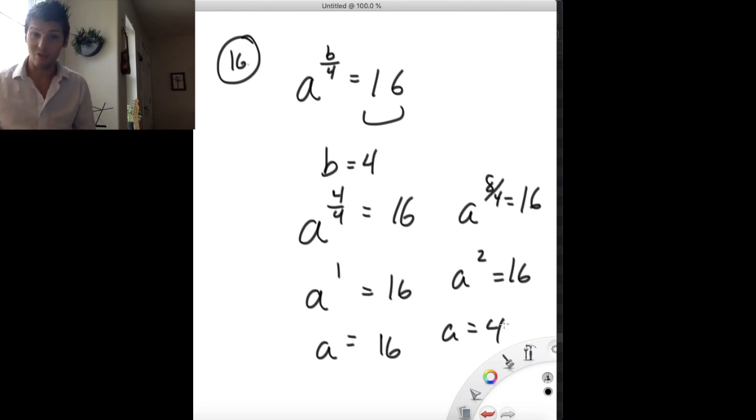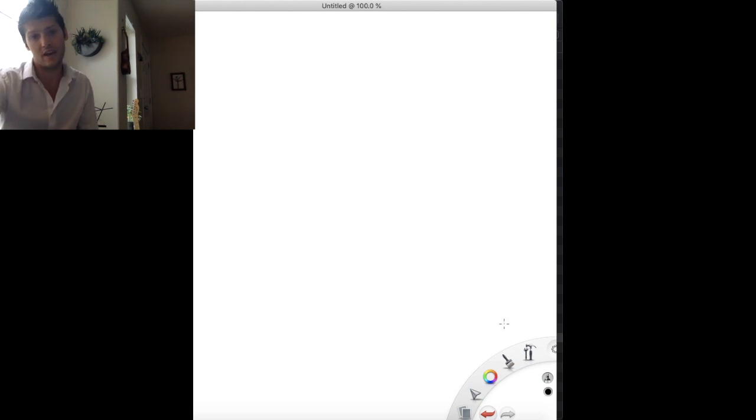I guess you could use a is 2 as well, and then you'd be saying 2 to the, what, 4th power, so then b would be a 16. You can do all sorts of stuff there. Just throw some numbers at it. Easiest way to do it.